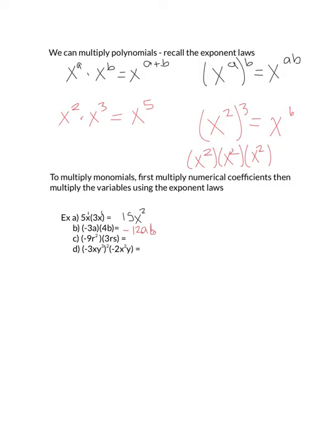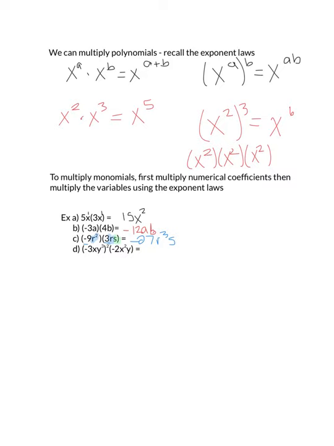Negative 9r squared times 3rs. So number times number, negative 9 times 3, that's negative 27. And then what I have here, maybe I'll use my highlighter, I've got r squared and a single r. So that means that I'm going to be left with r cubed. And then the only thing that I have left to do is take a look at this s, and it's my only one, so negative 27r cubed s.